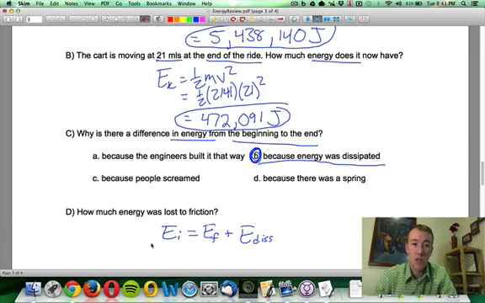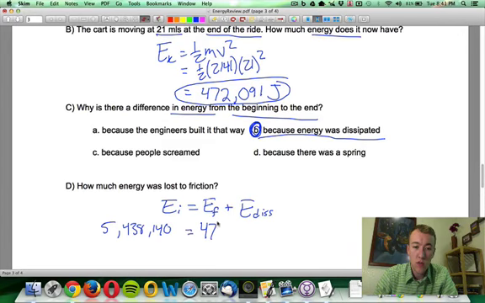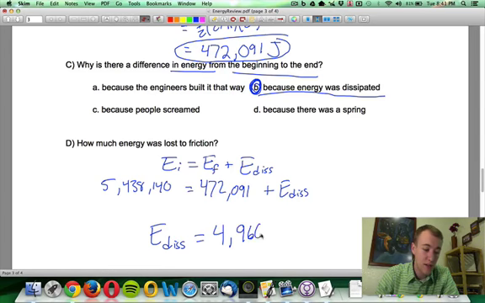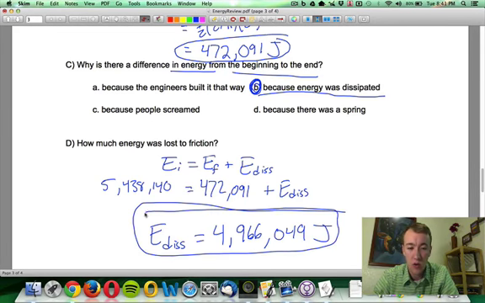Remember, our initial energy was that huge number, 5,438,140. Our final energy was 472,091, and we're solving for energy dissipated. So if we subtract this from both sides, you get the energy lost from friction, or that energy dissipated, is 4,966,049 joules. That's how much energy was lost. A lot of friction on those roller coasters.